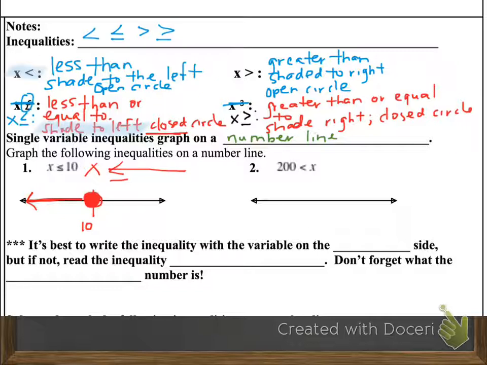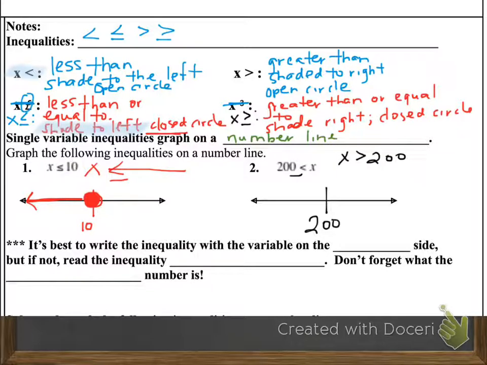Alright, let's look at another one. I'm going to use a black pen just to show you what we do when we have the same color, because you guys will be using pencils. You won't be using colored pencils. So in this case, I have 200 is less than x. I can do one of two things here. I can rewrite this, and if I read it from right to left backwards, x is greater than 200, right? But the one thing I know for sure is because I have 200, I'm going to go ahead and put 200 on my number line.